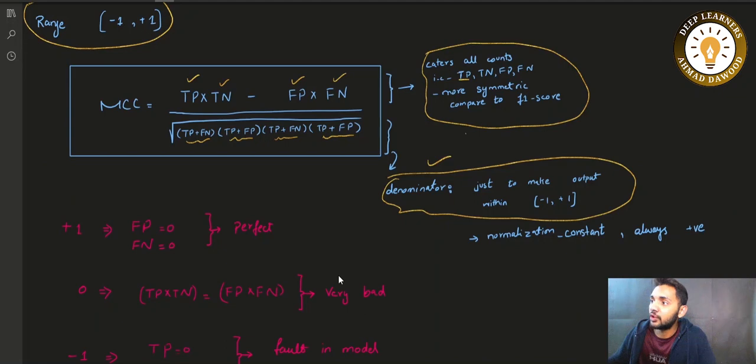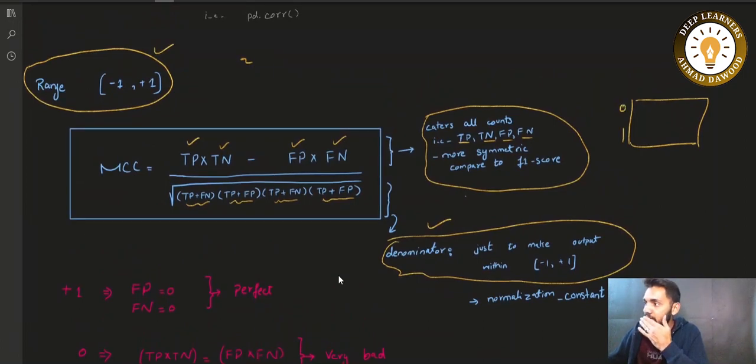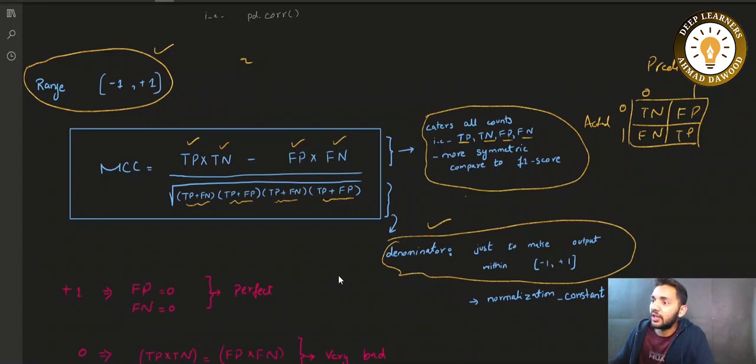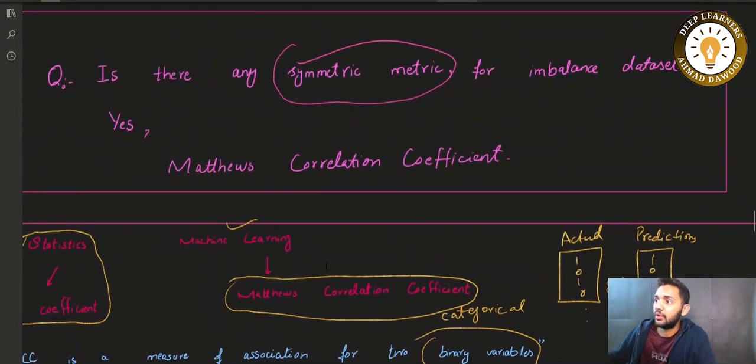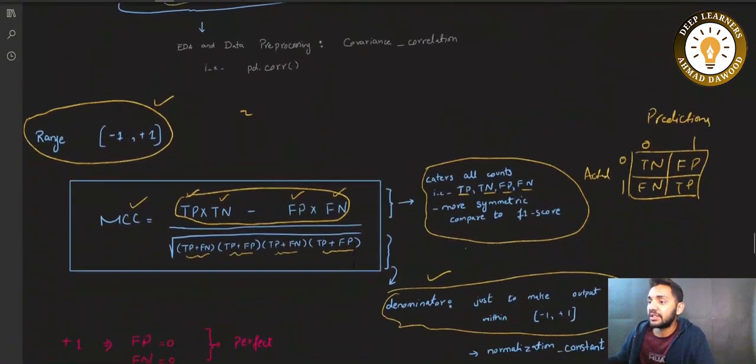In the numerator, you can see that you have all four cells of your confusion matrix. With predictions here and actuals here, you start from negative negative, positive positive. These are the true negatives, these are the false negatives, these are the false positives, and these are the true positives. And you are capturing all four cells in the MCC metric. That's why it is called a symmetric metric, and it is covering all four counts of the confusion matrix in this formula. Now we will discuss where we can use it.